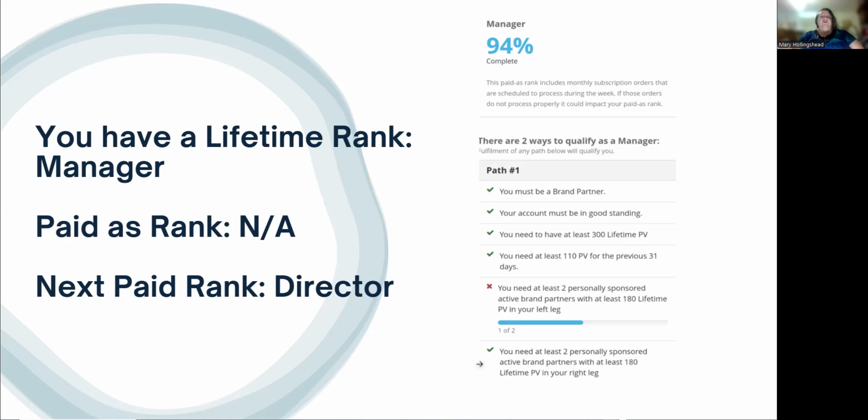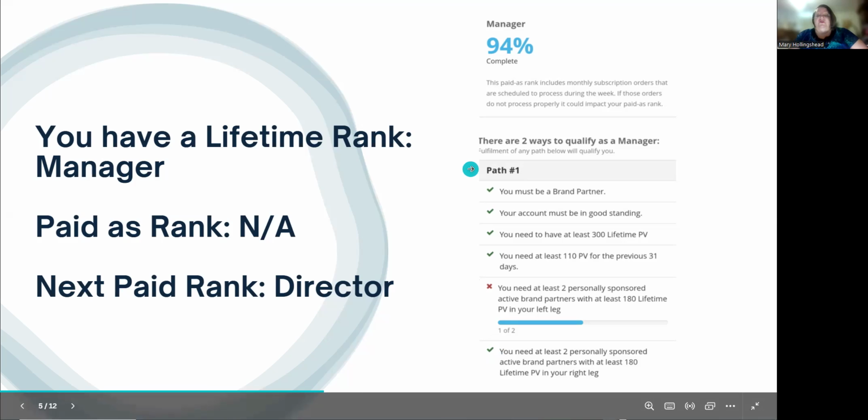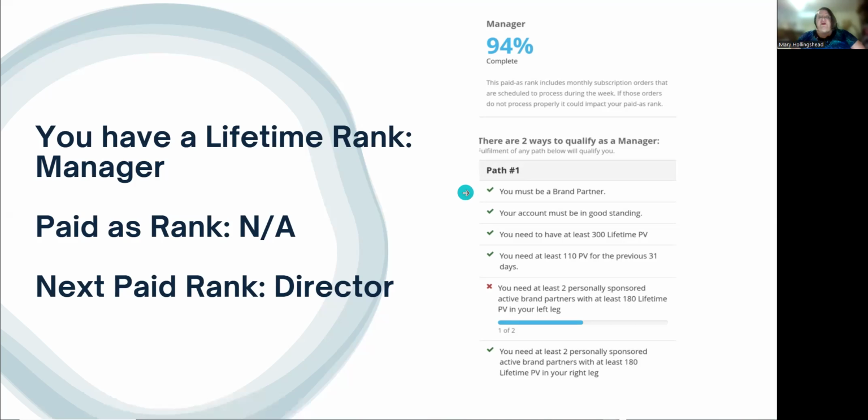So now let's look on this right side. Let's go through path number 1. They must be a brand partner. Their account must be in good standing. You need at least the 300 lifetime PV, and you need at least 110 PV for the previous 31 days. Again, this person is doing everything they need to do to become a manager.